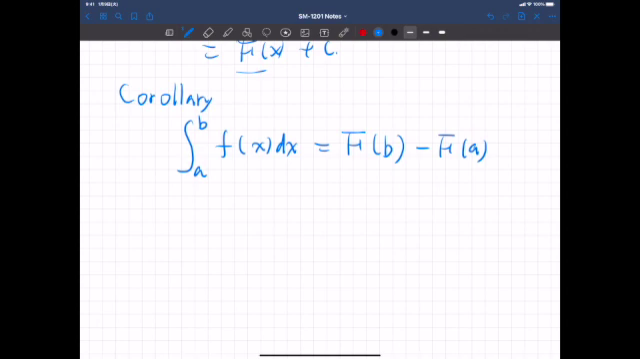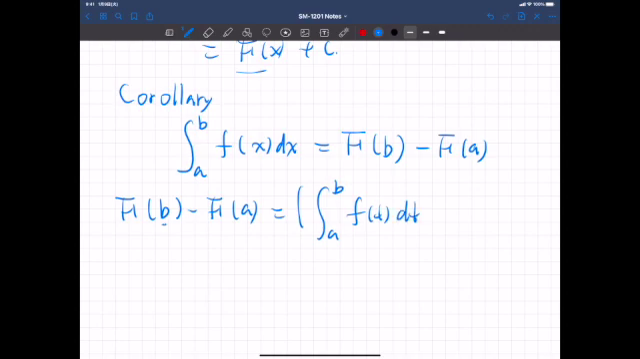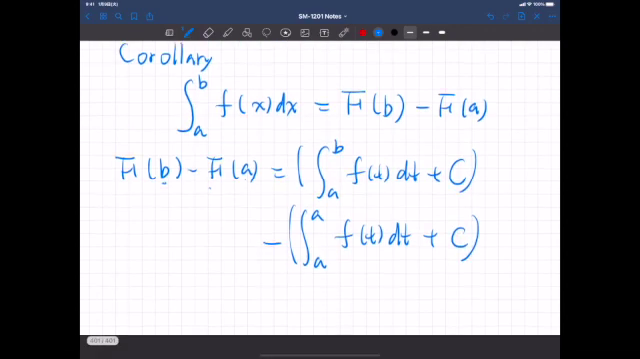Okay, and the proof is quite easy. So this right hand side is this integral from a to b. The previous x is replaced with this b. So f of t dt plus some constant, and minus this one, the integration from a to a. Okay, x is replaced with this a, dt, and plus the same constant.